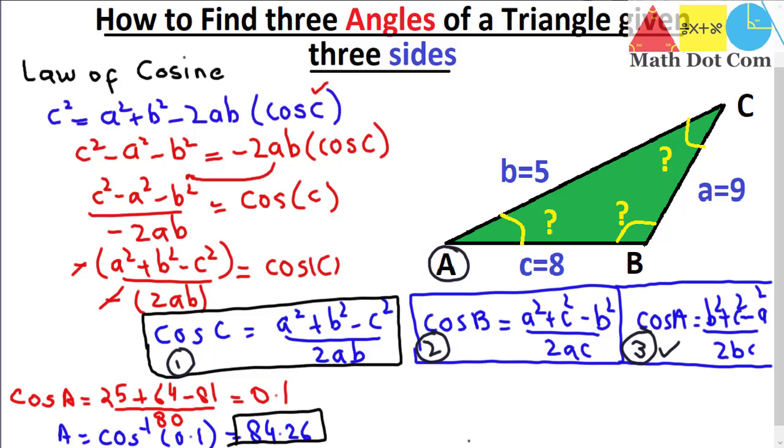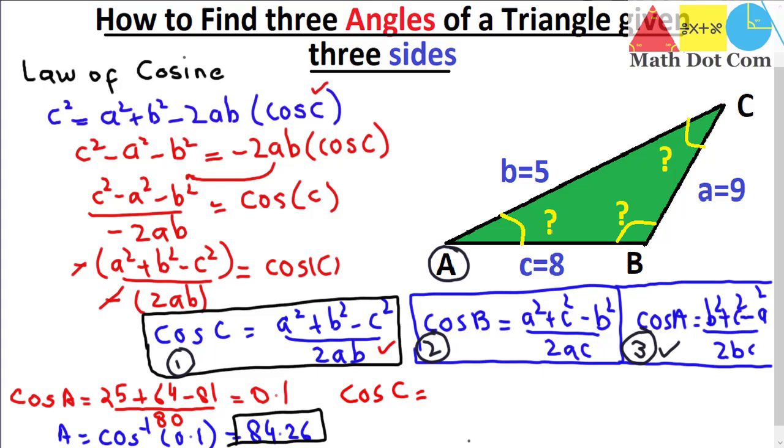Now we will find the second angle, that is angle C. You can also find the angle B. It depends on you, as we have the formula for all. So I'll write cos of C equals, the formula is a square plus b square minus c square divided by 2ab. This formula will be used.